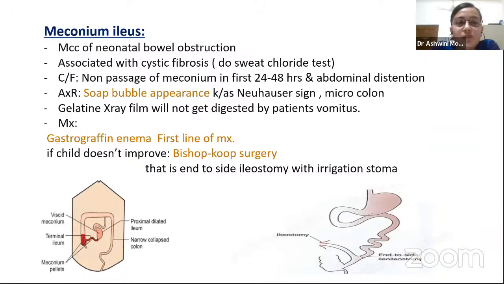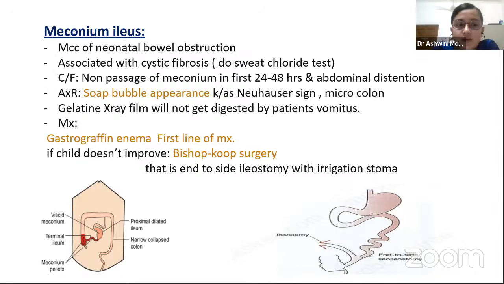On AXR, there will be a soap bubble appearance. It is known as Neuhauser's sign, and microcolon. Gelatin X-ray film will not get digested by the patient's vomitus. In this, we do such a test. We use an X-ray film which is gelatinized. In the vomitus of such patients, there will be high chloride, and that will prevent the gelatin from getting digested by the patient's vomitus. Normally, if we put it in our vomitus, the gelatin of the X-ray film will be digested by our vomitus.